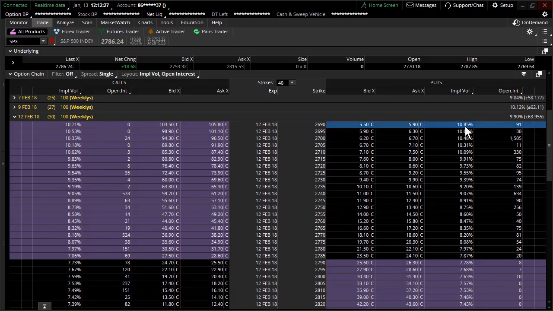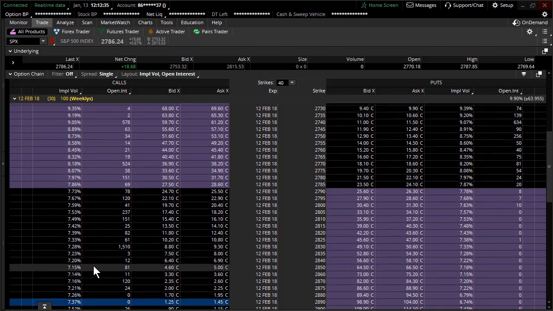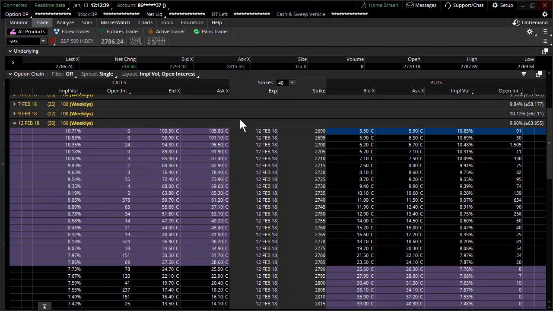The out of the money implied volatility here is about 10%. And you go to the out of the money implied volatility on the calls, it's about 7.3%. Now, if you looked just a few weeks back, the out of the money puts were jacked in premium versus the out of the money calls.